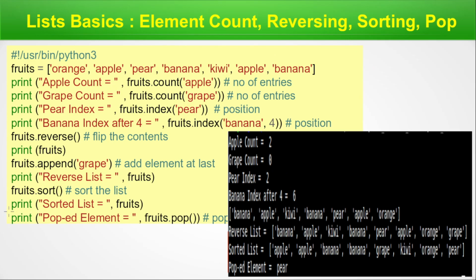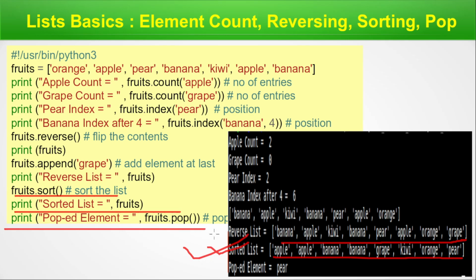Reverse is done, then we have the sort operation, and then we have printed. So sorted is this one. You can see there is a basic difference between this and this. This is how the things are sorted. You can see A, B, B, G, K, O, P. So it's in alphabetical order. They are sorted in alphabetical order.